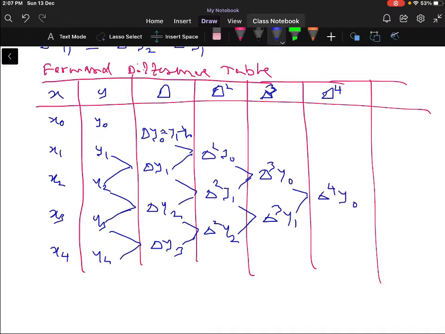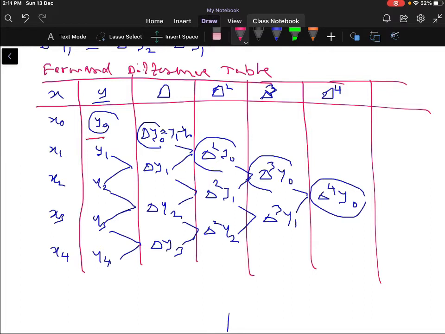So this is the forward difference table for the values of y from y0 to y4. In the table you observe that the first entry of y, that is y0, is called the leading term, and delta y0, delta square y0, delta cube y0 and delta 4 y0 are called leading differences in the forward difference table.